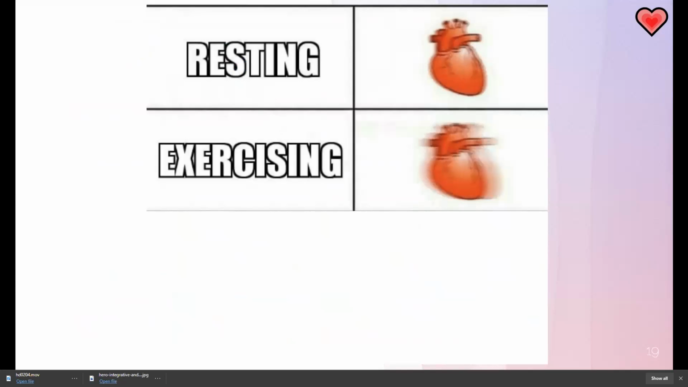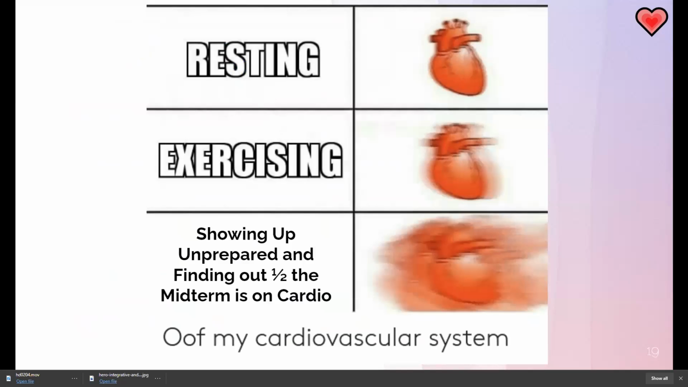Resting, exercising, and of course, finding out that the midterm is going to cover at least half on cardio and being unprepared, you're going to feel a little wacky, right?